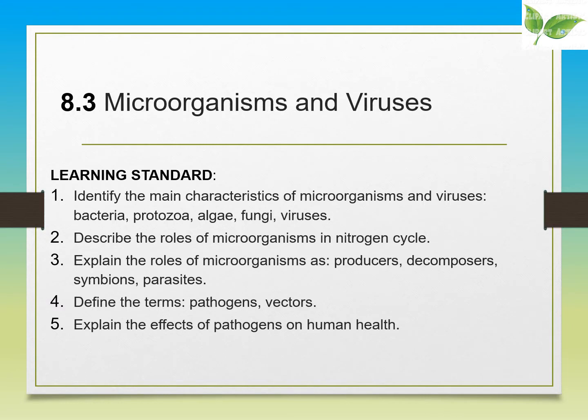Here are the learning standards. Number 1, identify the main characteristics of microorganisms and viruses: bacteria, protozoa, algae, fungi, and viruses. Number 2, describe the role of microorganisms in the nitrogen cycle. Number 3, explain the role of microorganisms as producers, decomposers, symbionts, and parasites. Number 4, identify the terms pathogens and vector. Number 5, explain the effect of pathogens on human health.